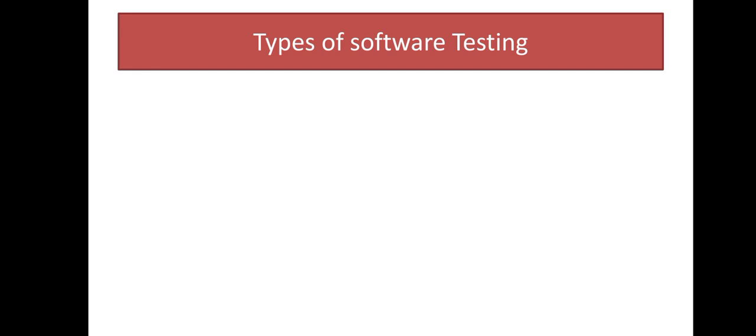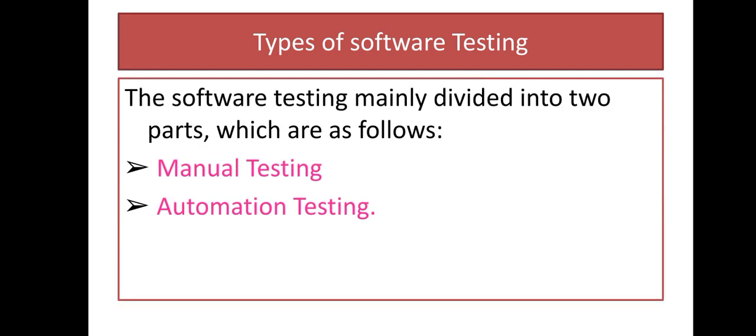If you consider software testing, there are basically two types of testing. One is manual testing, and the other is automation testing. In both ways, one can identify the defects of the software and eliminate them. We are going to discuss manual testing and automation testing in the next video.